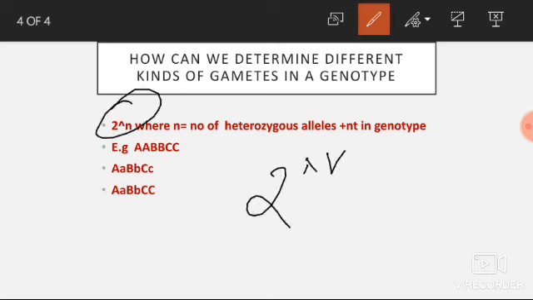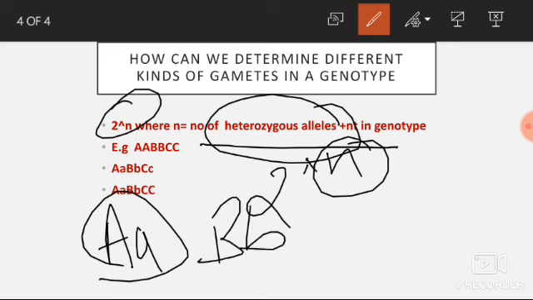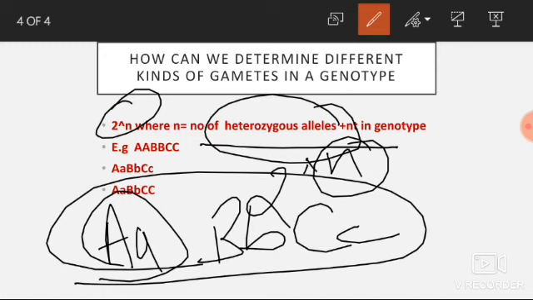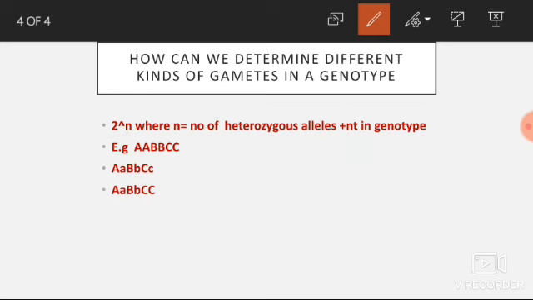2 to the power n, where n is the number of heterozygous alleles, like if A and A, capital B and small b, capital C and small c, so there are 3 heterozygous alleles. We can calculate this. That is all about this video.